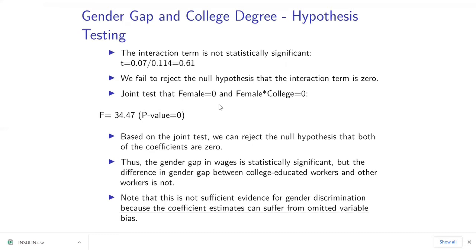Note that this is still not sufficient evidence for gender discrimination, because our coefficient estimates can still suffer from the omitted variable bias in Model 2.